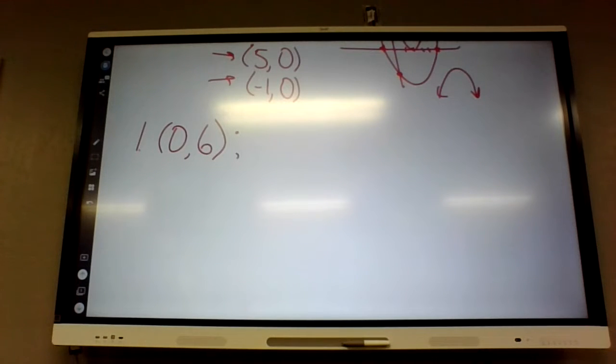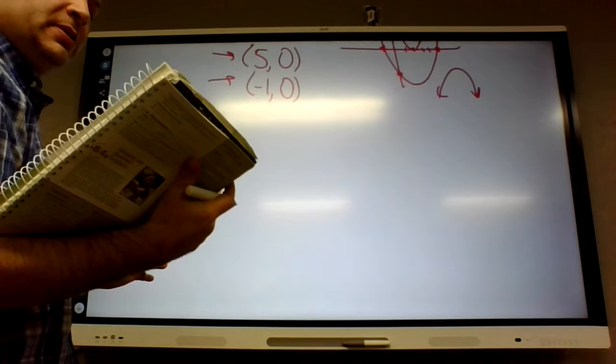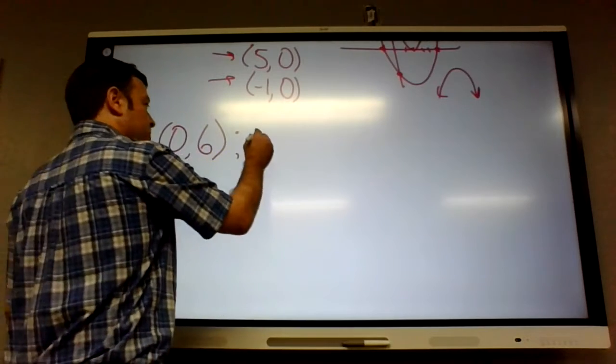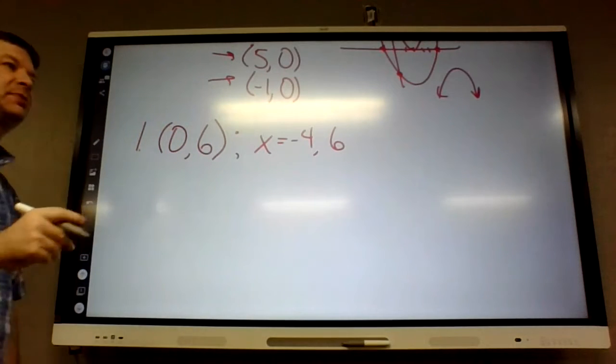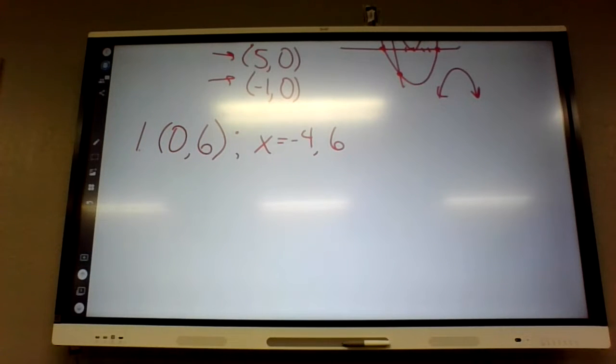Okay, where is it hitting the x-axis at? -4 to the left and 6. Okay, for this one they didn't put it in coordinates. They just put x equals -4, 6. Yeah, it's easier to write it that way anyway. That is where the graph is crossing the x-axis at x equals -4 and x equals 6. That's basically the x-intercepts.